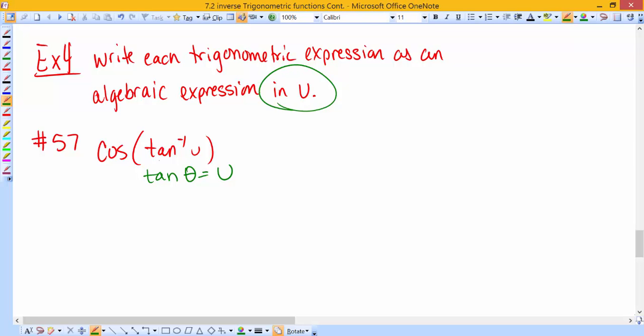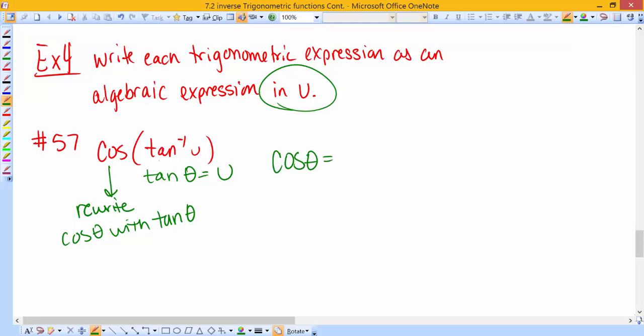The frustrating part is now cosine. We have to rewrite cosine with tangent of theta, because then I can replace it with U. So let's see. I'm going to take cosine of theta, and we need to rewrite cosine of theta. So let's think. This is where it gets tricky. Well, cosine has a cofunction. Cosine's cofunction is secant. So cosine is the same as secant of theta, but it's 1 over secant of theta.